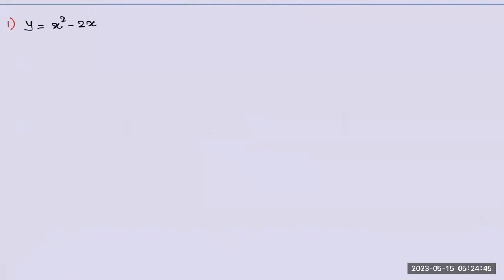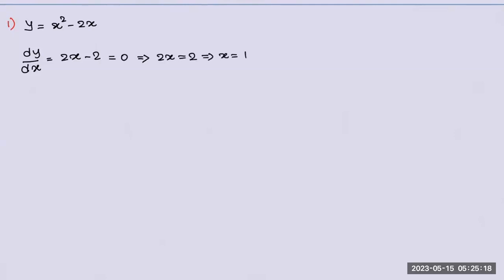So what to do? Very simple. dy by dx is equal to 2x minus 2. Those who don't know, just go to the previous class and you will get the idea. 2x minus 2 equal to 0 will give you maxima or minima. That implies 2x equal to 2, so x is equal to 1.